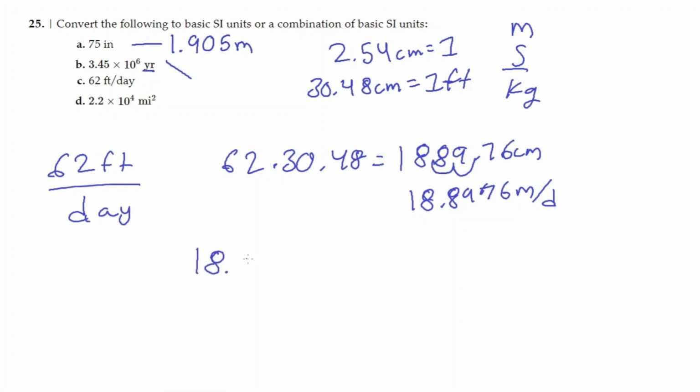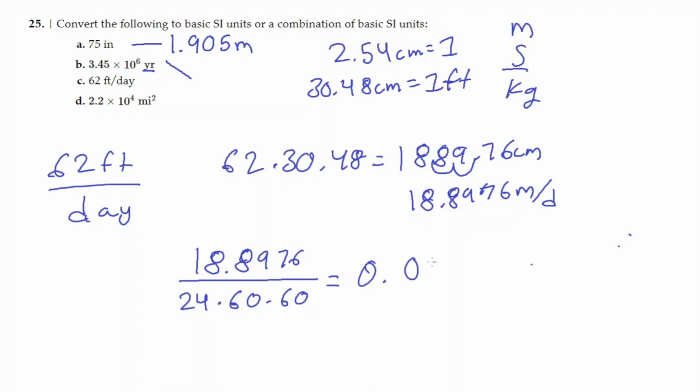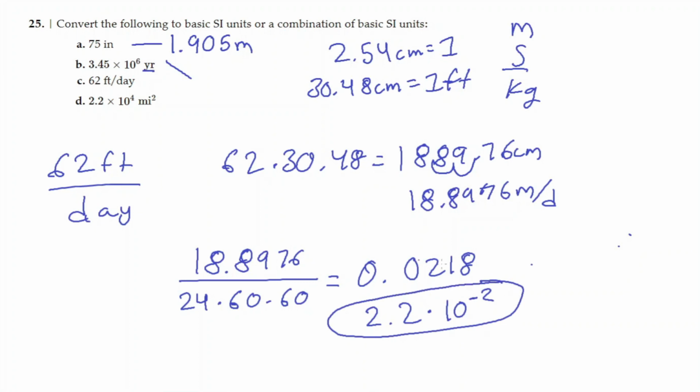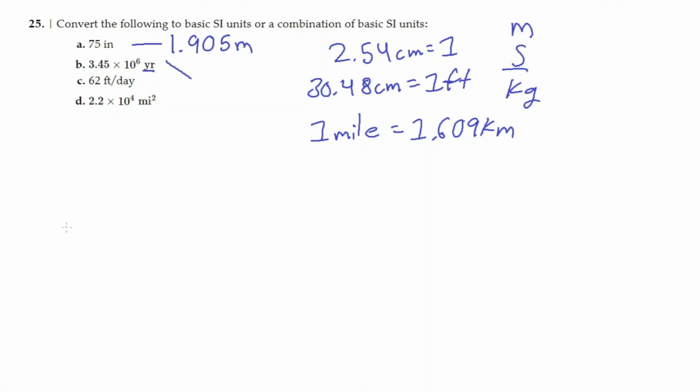So to do that, we would divide this by day. So there's 24 hours in a day, and then we would do 60 minutes in an hour, and then 60 seconds in a minute. So if we do all of that, we would get 0.0218. And if we were to write it out in scientific notation, we would have 2.2 times 10 to the negative 2 power. And that would also be with the units of meters per second instead of feet per day.